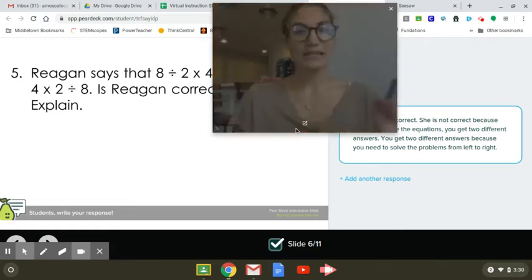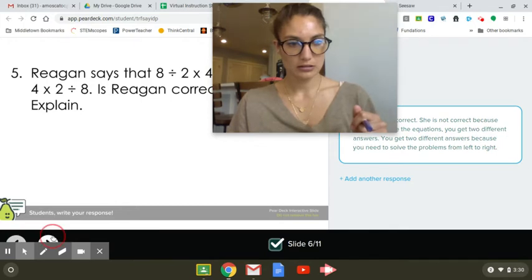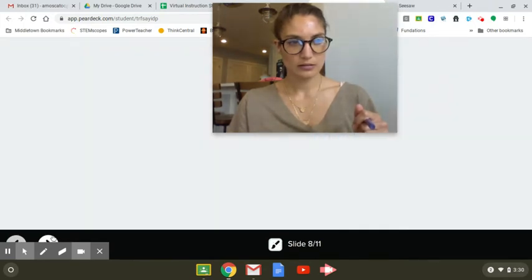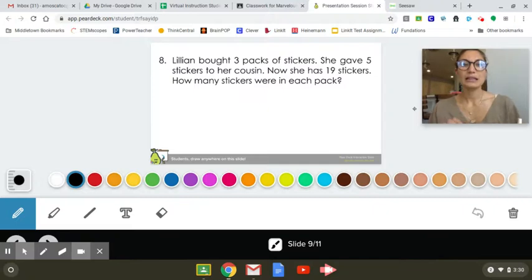Alrighty. Let's go to number 8, because I know this was another tricky one for some of us. It says, Lillian bought 3 packs of stickers. Do you picture that? 3 packages. I'm picturing it. She gave 5 stickers to her cousin. Okay, so she had 3 packs. She gave 5 away. Now she has 19 stickers after she gave 5 away. How many stickers were in each pack when she bought them?